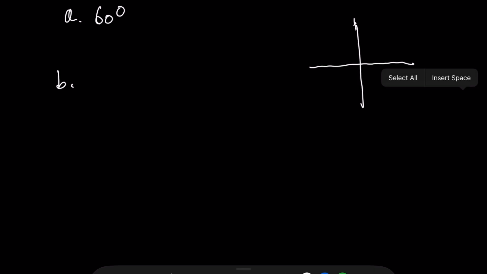Now that was something in the first quadrant. Let's do something in the second quadrant. Make it a little bit more complicated. Let's do the angle 3 pi over 4. That's this.